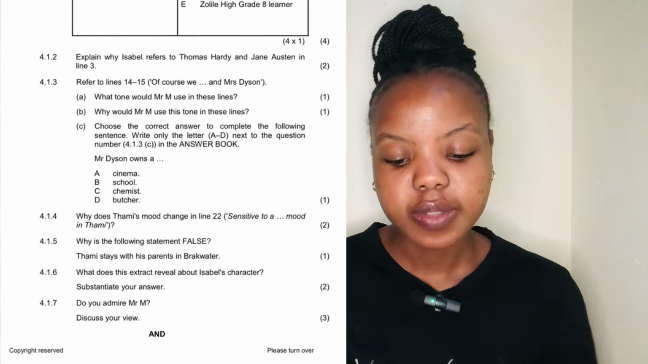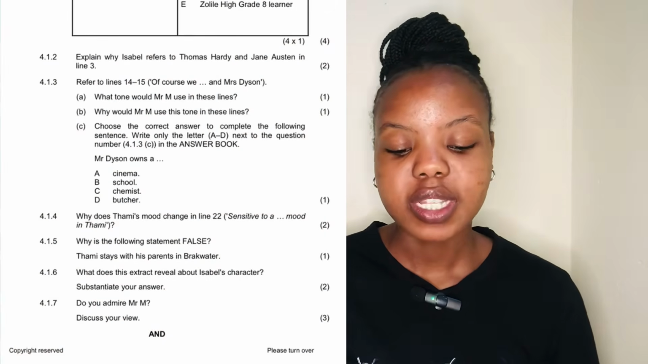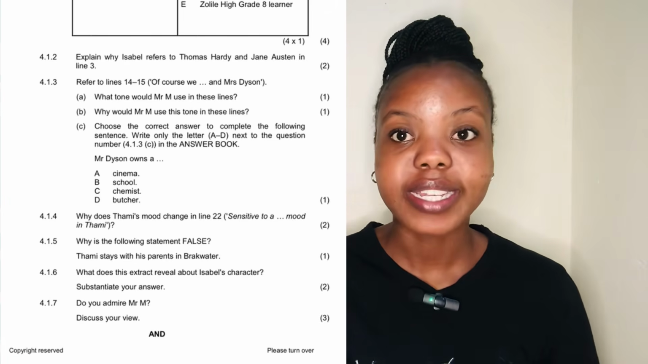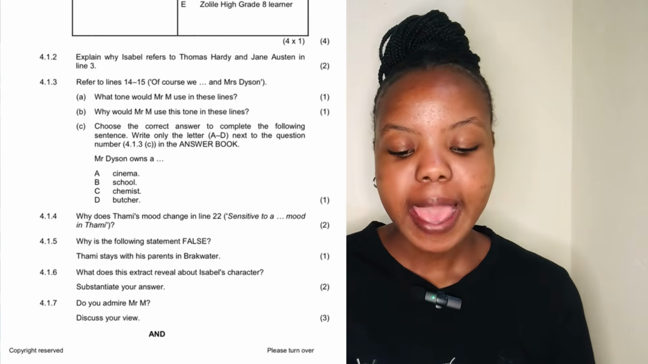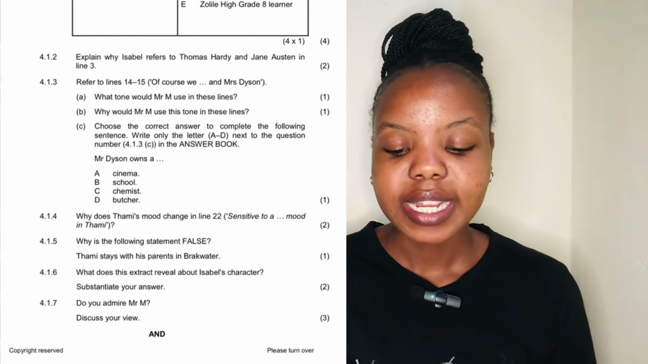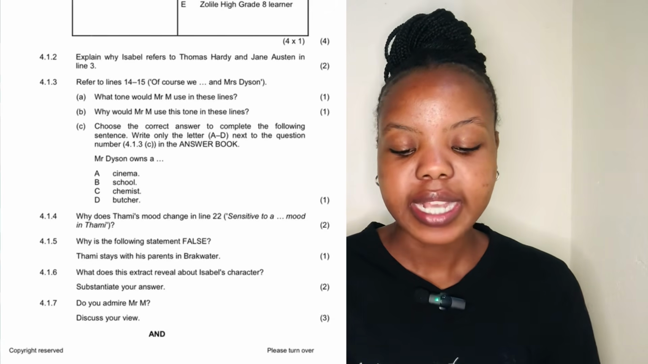It reads as follows: Explain why Isabel refers to Thomas Hardy and Jane Austen in line 3. The correct answer to this question is that Mr M has entered them for the literary quiz at Grahamstown, and these are examples of the novelists they need to familiarize themselves with that could form part of the literary quiz. That is why Isabel refers to Thomas Hardy and Jane Austen, and then we have your 2 marks.